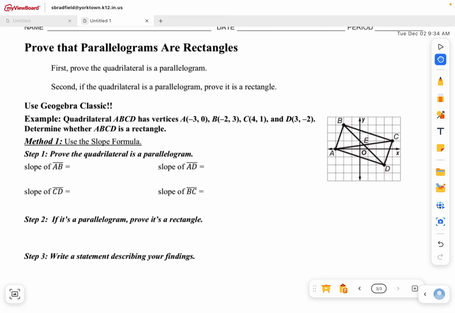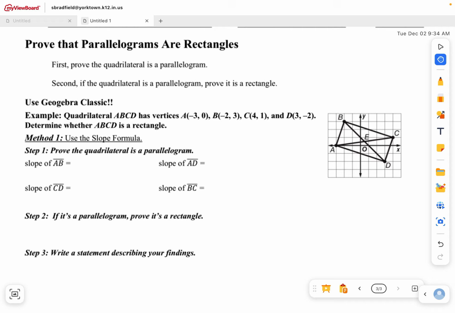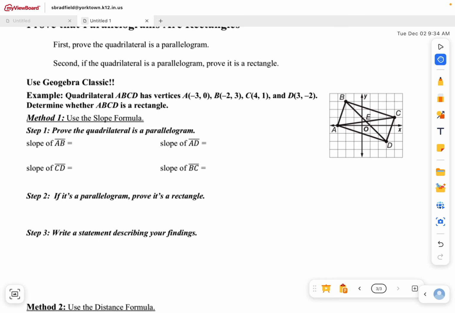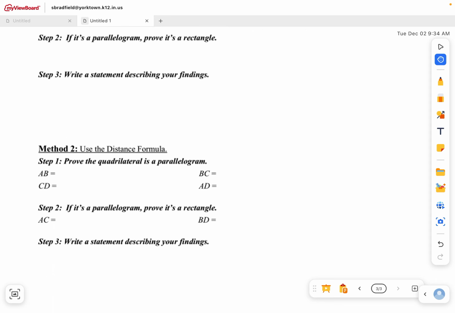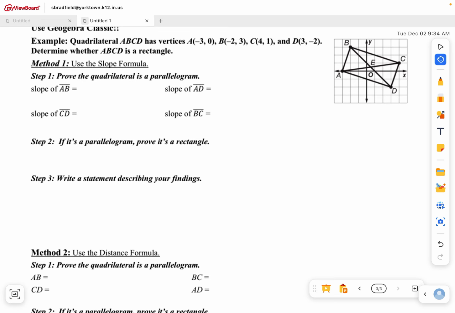All right, let's look at the other side. And it says prove that the parallelograms are rectangles. This is where we're going to use GeoGebra to solve for these values. And so I'm going to open up GeoGebra and we're going to plug these values in and find the slope for this. And then we're going to try it using the distance formula and find the length.